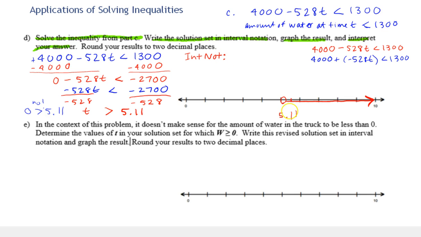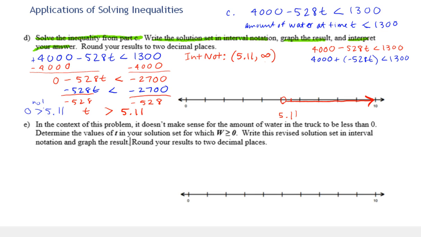Now remember, you start with your leftmost value. Our leftmost value is 5.11. Since it's an open circle, we're going to use a parenthesis. Then we put a comma, and there is no right boundary, so this goes to infinity. And infinity always gets a parenthesis.